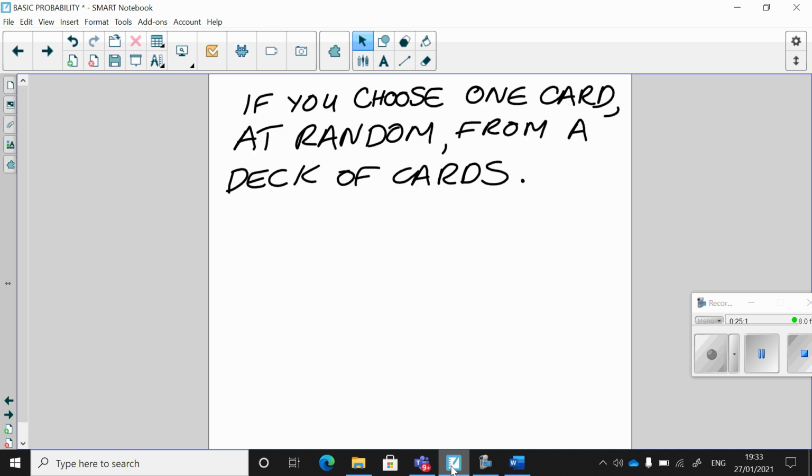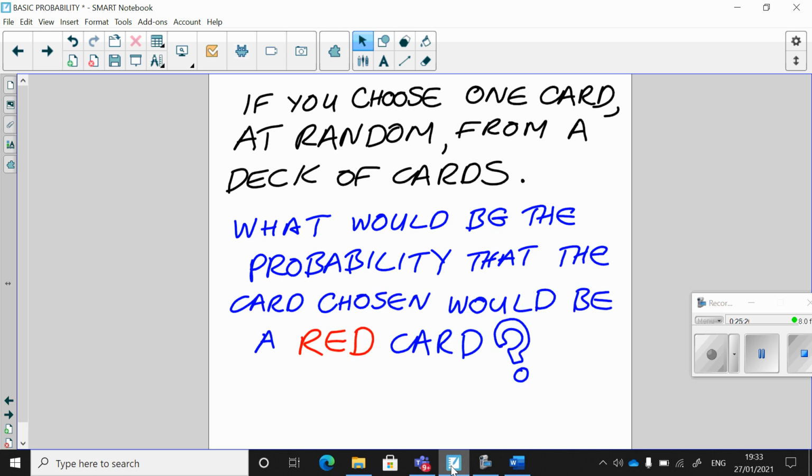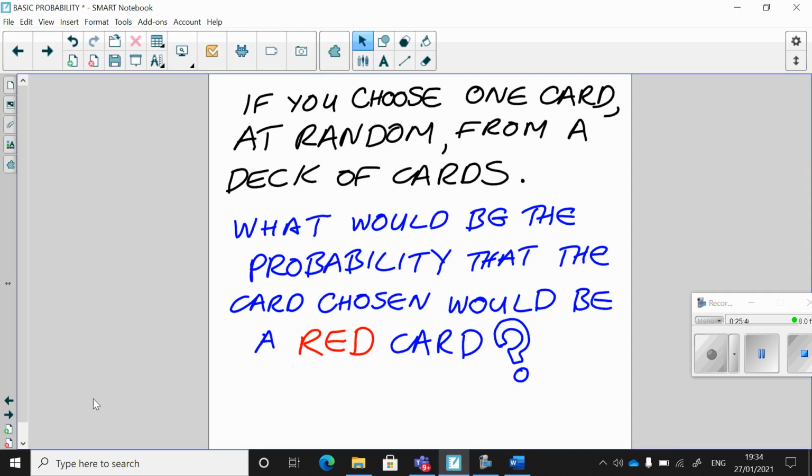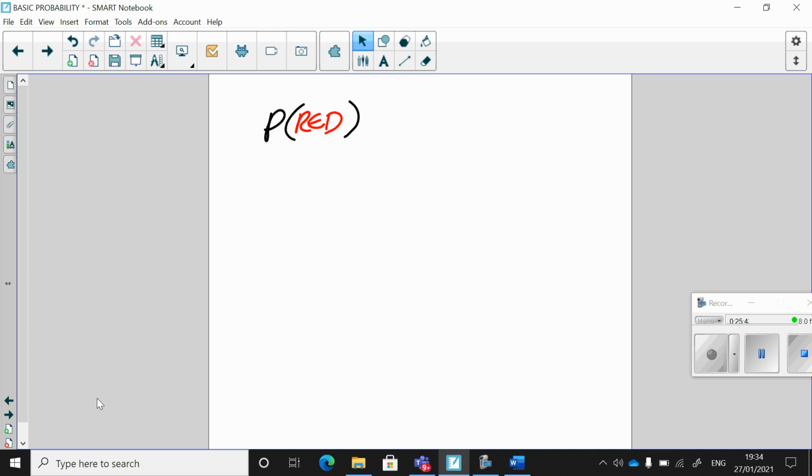Okay, let's stick with the cards. Let's go and pick another card. What would be the probability that the card chosen would be a red card? I'm not expecting you to count all those. You can if you want, that's why I'm showing you them. So I'm going to go about this in a different way here. Probability of red: favourable over total.